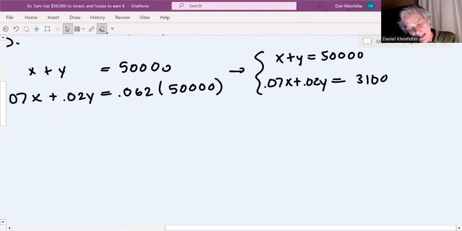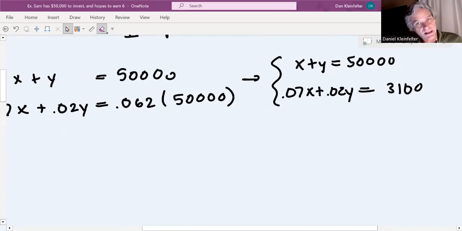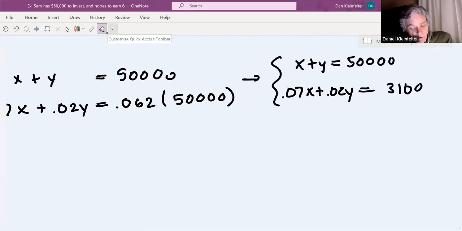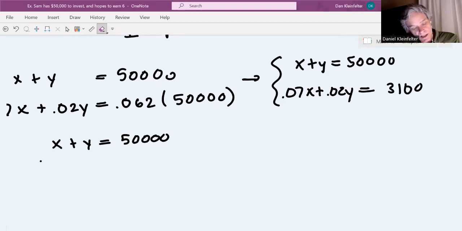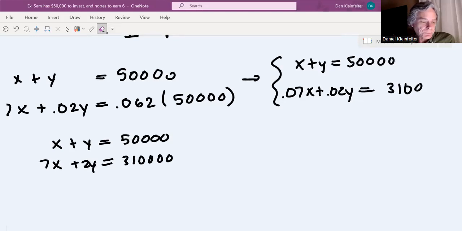So now I want to think about how we can eliminate the decimals. I think it'll be easier on us if we go ahead and do that. So let's go ahead and move the decimal point over 2 places, or equivalently multiply by 100, to eliminate that decimal. Our first equation stays the same. And then our second one will have 7x plus 2y is equal to 3100, plus I need 2 more zeros now. So now I'm going to want to eliminate y's. Okay, it's just going to be easier than doing x's.